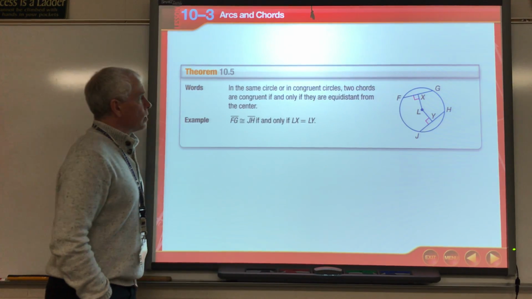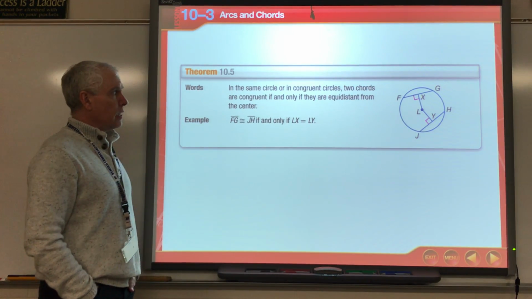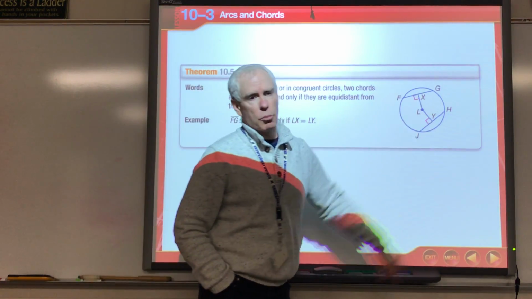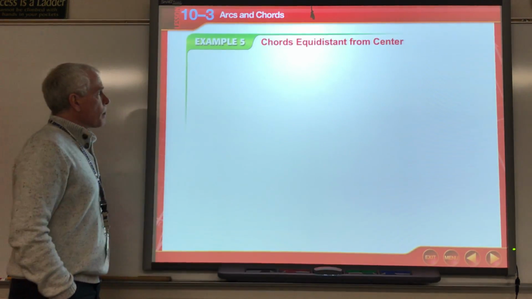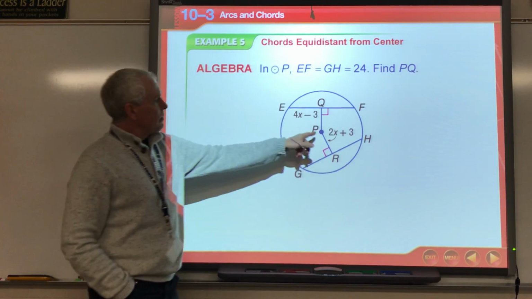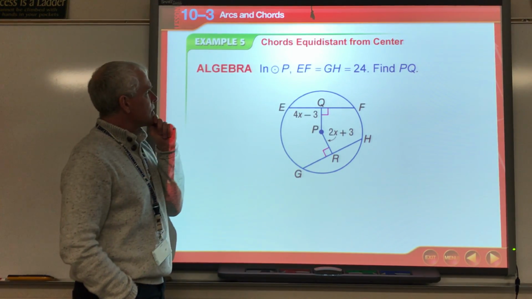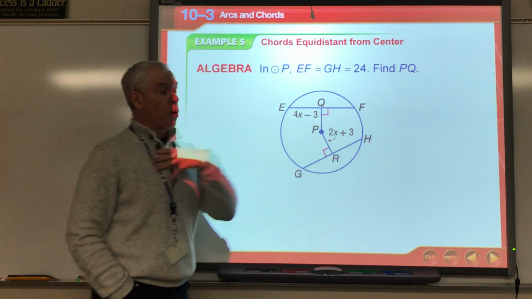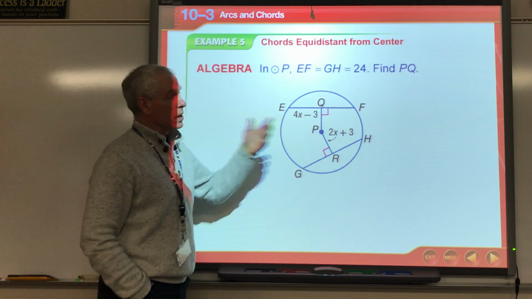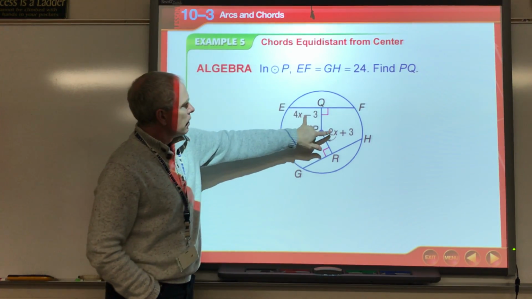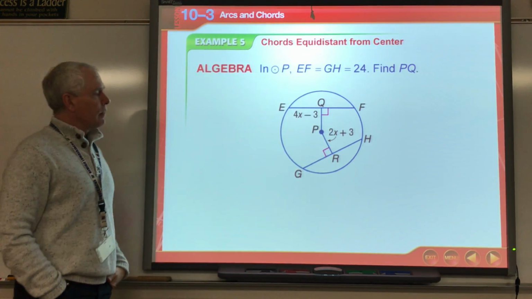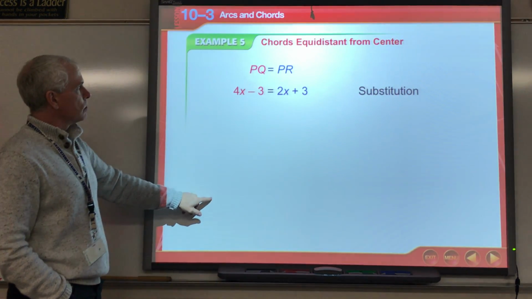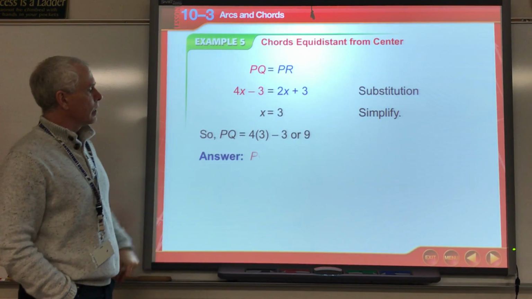In the same circle or in congruent circles, two chords are congruent if and only if they're equidistant from the center. And when I measure that distance, it's with a perpendicular, so be careful about that. These are definitely equidistant. Well, actually, I take that back. It says EF and GH are both 24, so the chords are congruent, which means they are equidistant from the center. So if I want to find PQ, those two expressions there have to be equal, and then I can go ahead and put x back in for PQ. Set them equal, do a little bit of algebra, put the 3 back in, and you get 9.